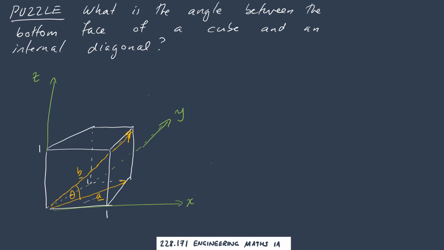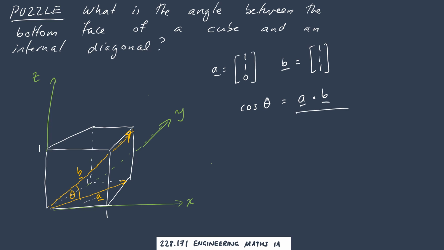So just by reading off the coordinates, I can see that A is equal to, well, let's see, the x component is 1, the y component is 1, and the z component is 0. And for B, the x component, y component, and z component are all 1. Okay, so to find the angle between them, this is now just a case of using our formula. So from the previous slides, we had that cosine theta is equal to A dot B over the length of A times the length of B.